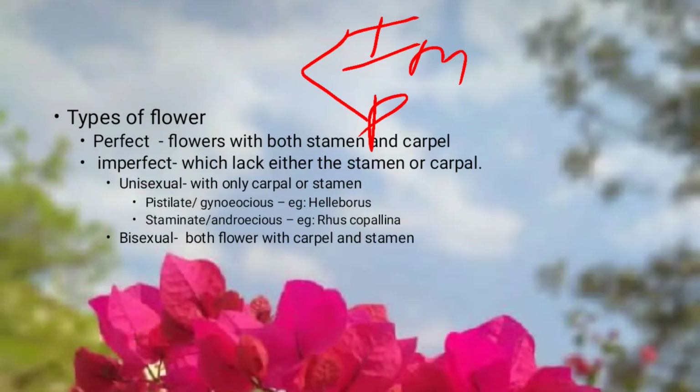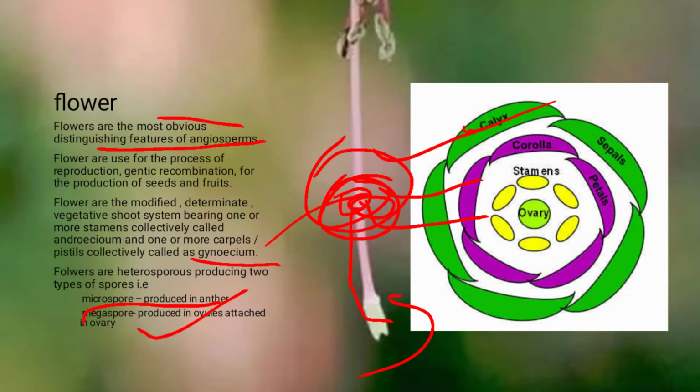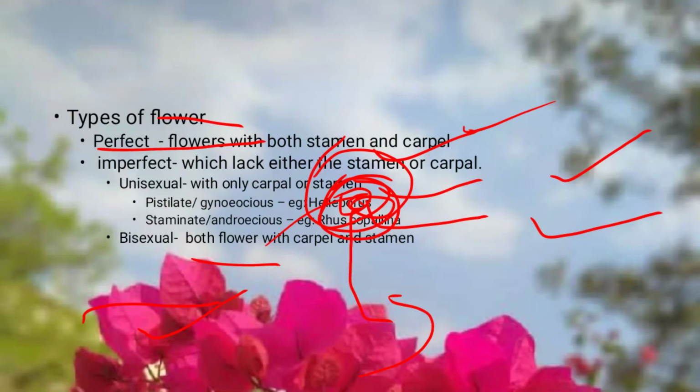To be more specific, if a flower does not have any of the reproductive organs, that is either the stamen or the ovary, either the androecium or the gynoecium, then it is called incomplete. If it has only androecium or only gynoecium, where the other gamete producing organs are absent, then it is called an imperfect flower. If both androecium, the male gamete producing organs, and gynoecium, the female gamete producing organs, are present, then it is called a perfect flower.